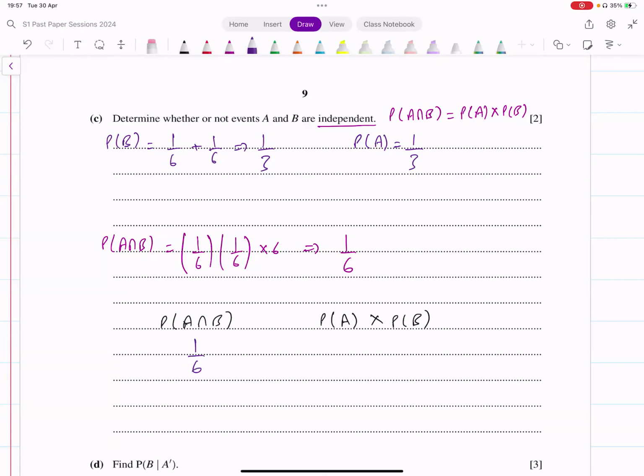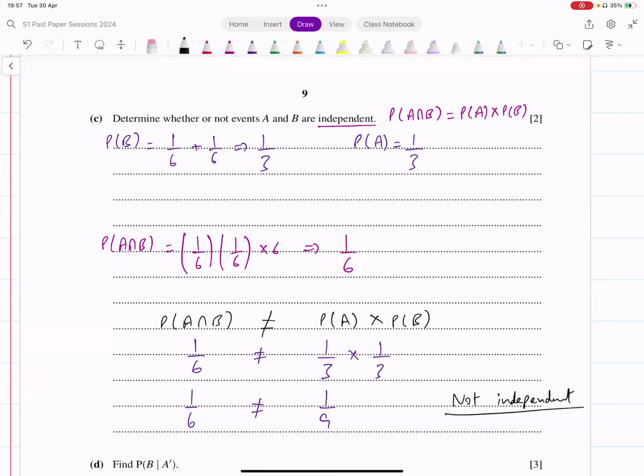The probability of intersection is 1/6. The product, probability of A into probability of B, what's that? That is 1/3 multiplied by 1/3. You get 1/6 and 1/9. These two are not equal to each other, so the condition for independent events is not met. So what do we say? These two events are not independent. They would be independent if this result turned out to be equal, but these probabilities are not equal, so they are not independent.